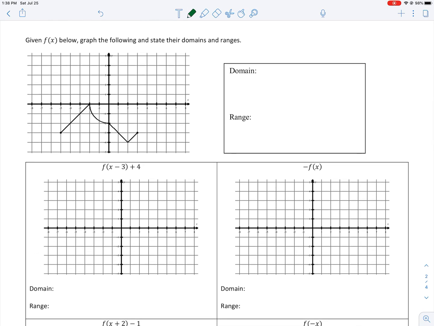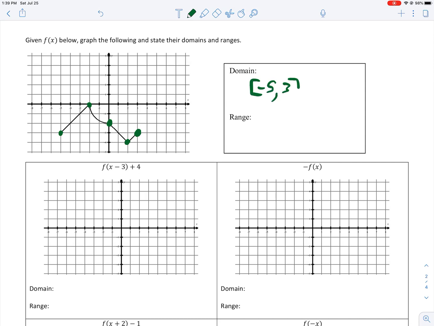Okay, so on the back side, we're going to work with more transformations like translations and rotations and reflections. So we have our little formula here. What I'm going to do is highlight these key points here because they're going to be helpful. So first off, we want the domain. Remember, that's the x values. Well, it starts at -5.